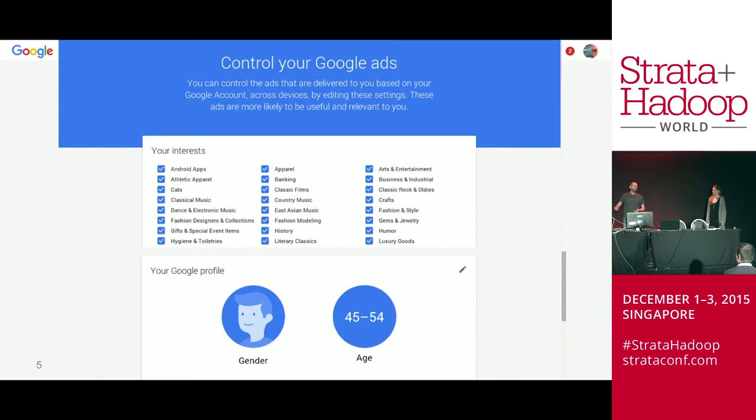We have that already. That's the ad preferences from Google. So that's my profile. This is how Google would target their ads to me. So it's not that bad. If I read through these properties that Google assigns to me, I don't feel offended by that. Well, hygiene and toiletry, that's debatable.